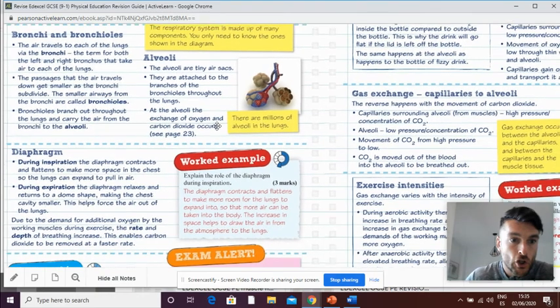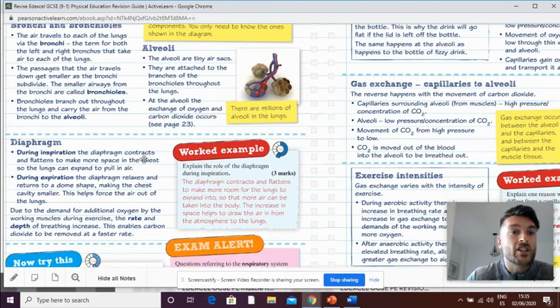Now, the diaphragm. During inspiration, the diaphragm contracts and flattens to make more space in the chest. The lungs can expand to pull air in. During expiration, the diaphragm relaxes and returns to a dome shape, making the chest cavity smaller. This helps force the air out of the lungs. Due to the demand for additional oxygen by the working muscles during exercise, the rate and depth of breathing increases. This enables carbon dioxide to be removed at a faster rate.